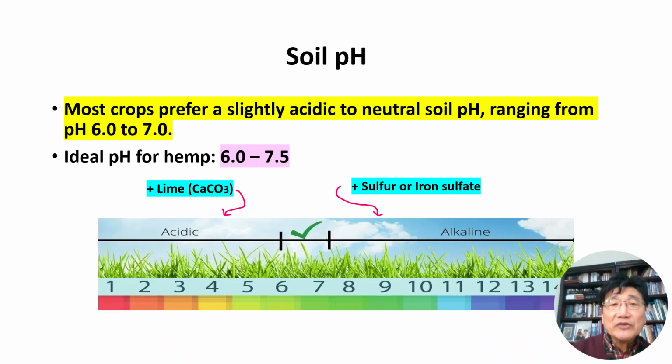Soils with a pH below 6.0 are considered acidic. If soil is acidic, we can apply lime to adjust the pH, while soils with a pH above 7.0 are considered alkaline. If soil is alkaline, we can add sulfur or iron sulfate to lower pH.